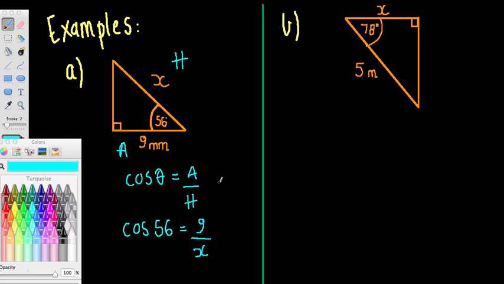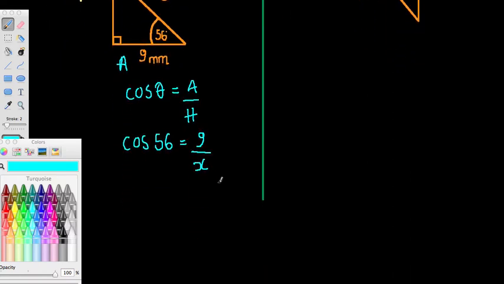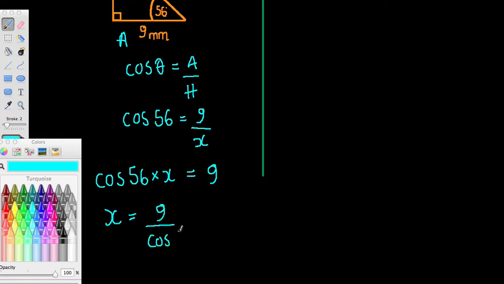Now I must solve for x. I'm going to zoom down a little bit so we have some more space. Just like I did with the sine ratio, what I have to do is multiply both sides by x first. And then in order to get my x as the subject, in order for it to say x equals, I'm now going to have to divide both sides by cos 56. So that will look like this in your workings.